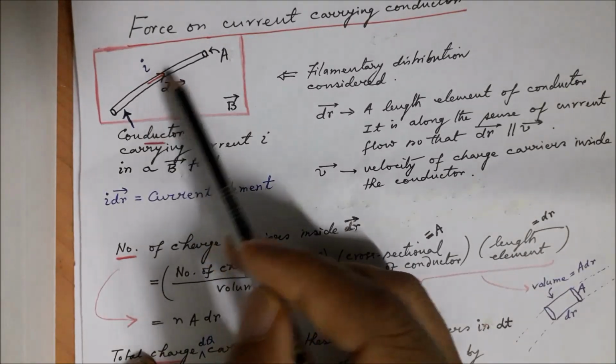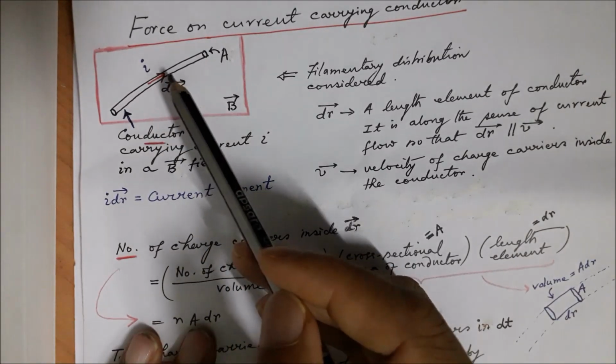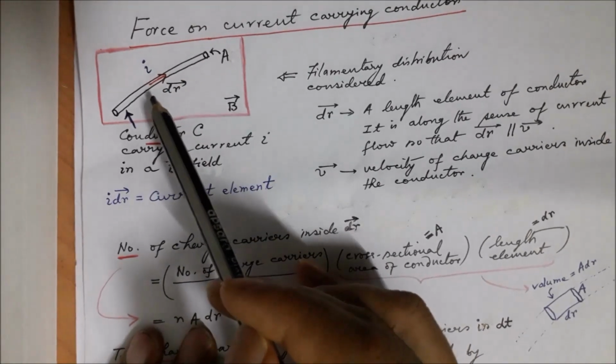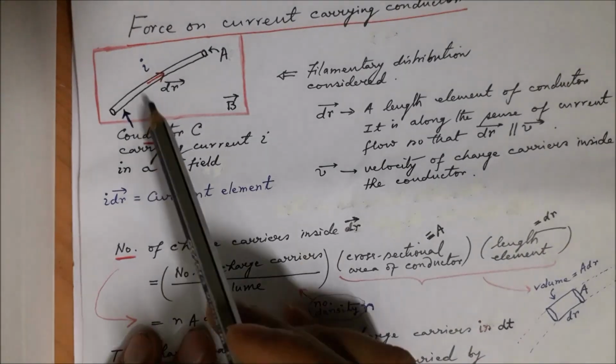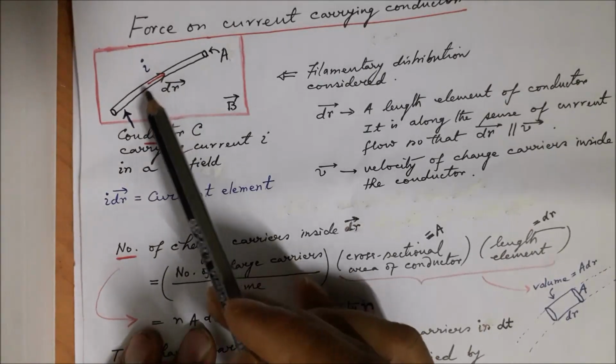Now in this length element, in this line element, how many charges are there? How many charge carriers are there? This is the first task which we will address. So the number of charge carriers inside this vector dr, inside this line element.